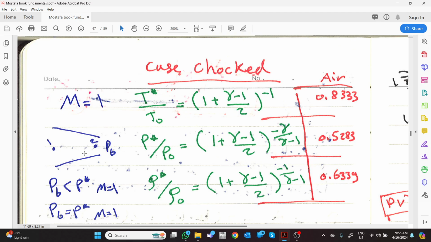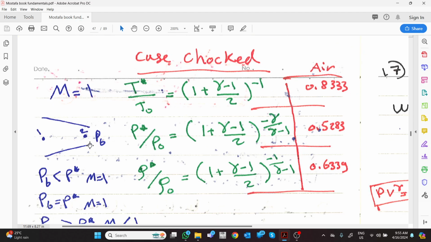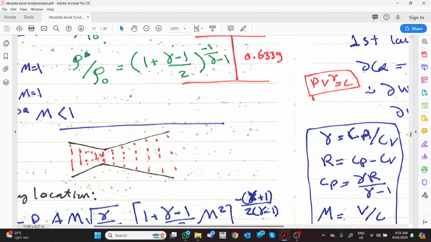Okay, so it will reach a certain velocity, and the velocity will never increase. But if we need to increase the velocity over Mach number equal 1, it is very easy. We need to make a diverging duct. So we are going to increase the duct area. You will tell me, okay, when you increase the duct area, the velocity is going to decrease. No, the same concept. Because the flow here cannot see what is happening after it.